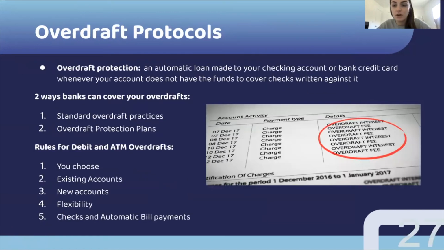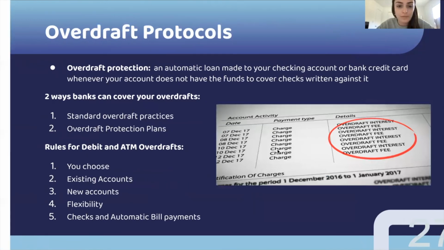Next, we have overdraft protection. So overdraft protection is an automatic loan made to your checking account or your bank credit card whenever your account doesn't contain enough cash to cover the checks that you've written against it. So any checks drawn against a checking account or a credit card with overdraft protection will not bounce. So this also goes for any debit card usage as well.